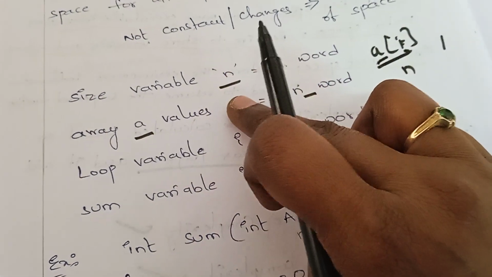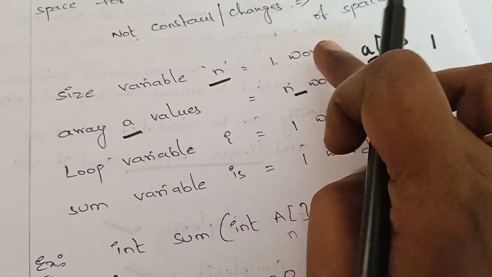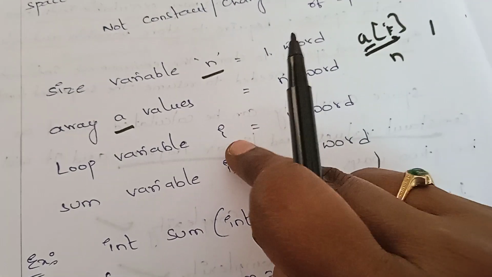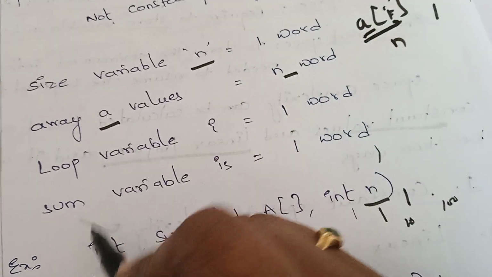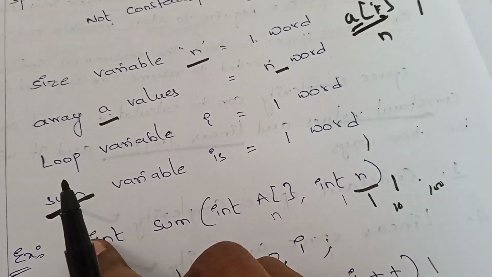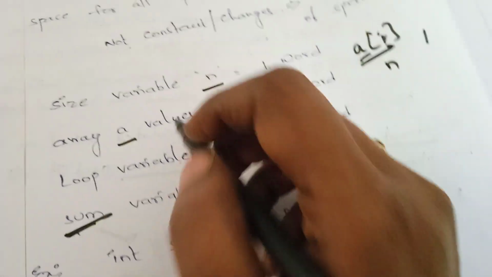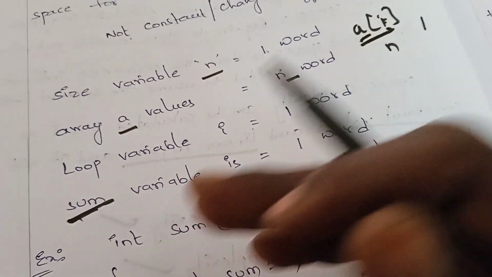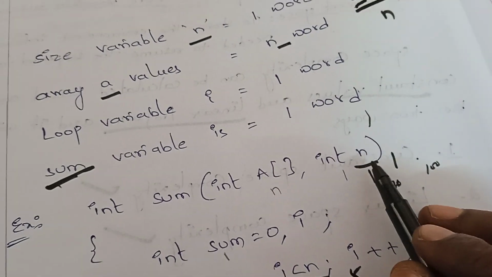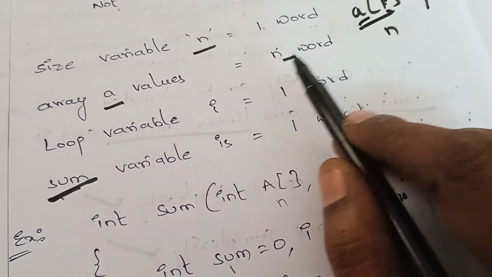If I have one variable in my program, I need one word of space. Sum is also one variable in the program, and that also takes one word. Whereas an array is not only one variable, it highly depends upon this n, so it takes n words. So this is the space complexity.